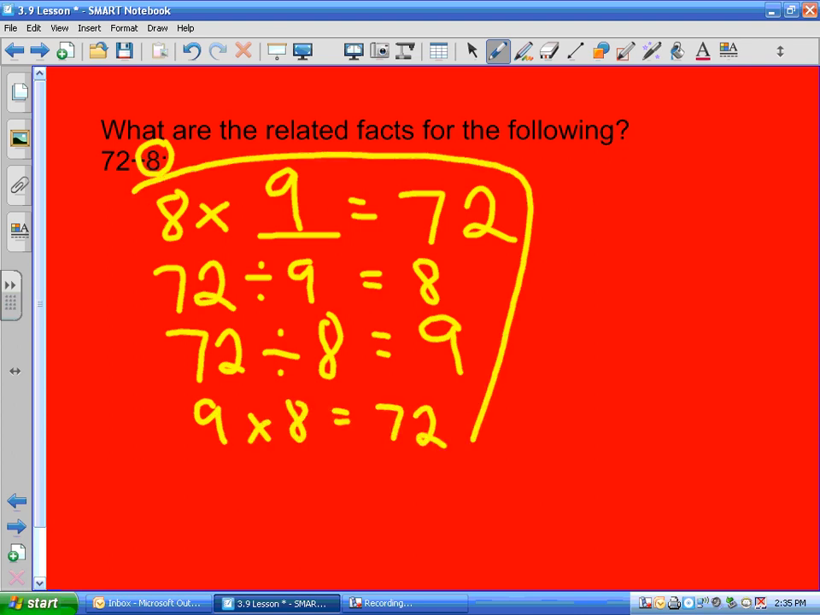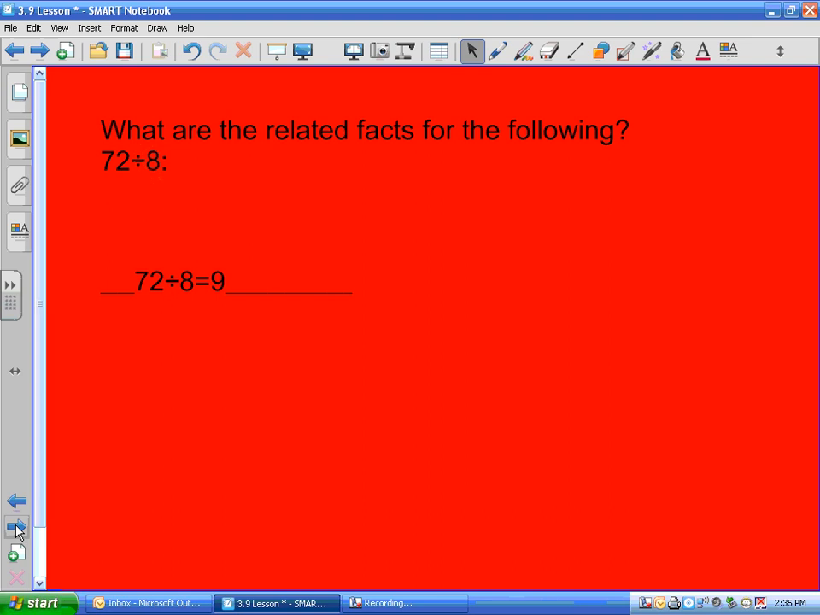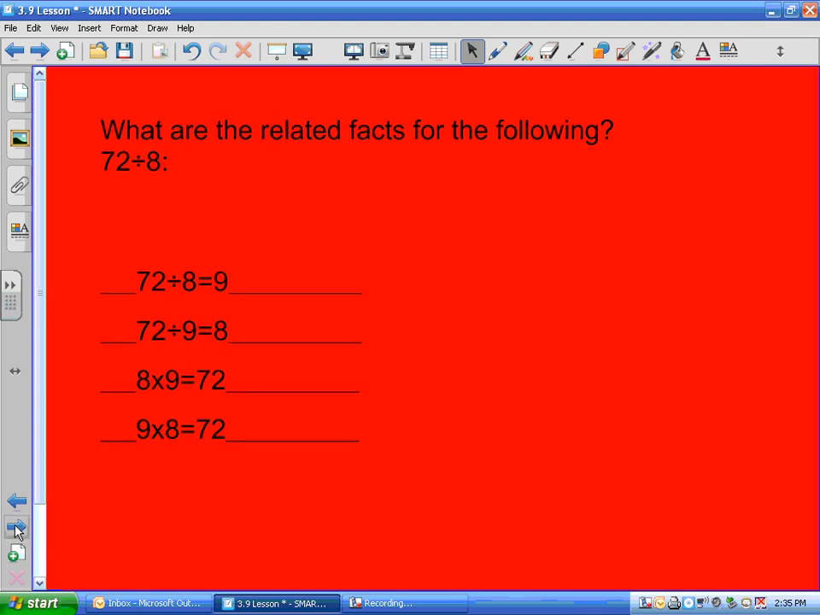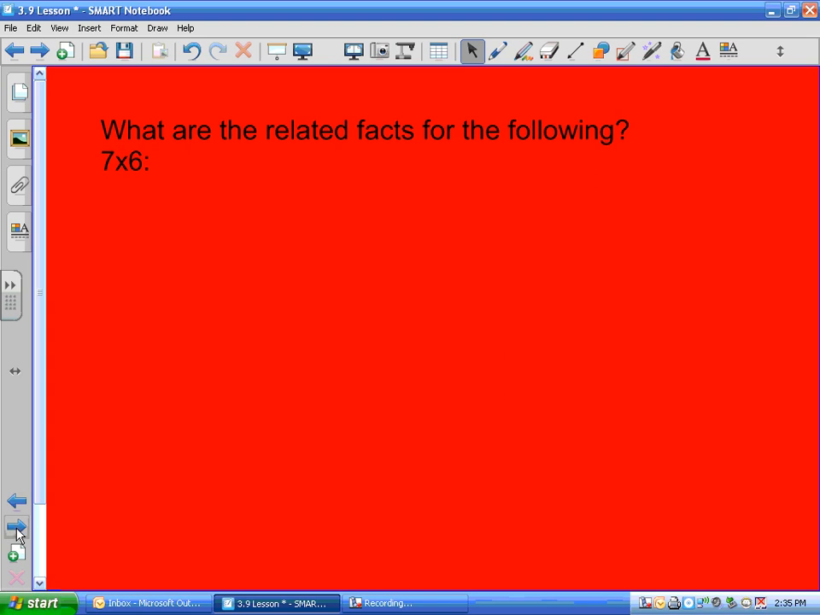Now this is a family. We use those numbers to help us get the other one. You'll notice in every case here, you have one 8, one 9, and one 72, don't we? And they're all correct statements. So if we go to the next line here, it tells you these are the 4 we just came up with. All right? Next question.